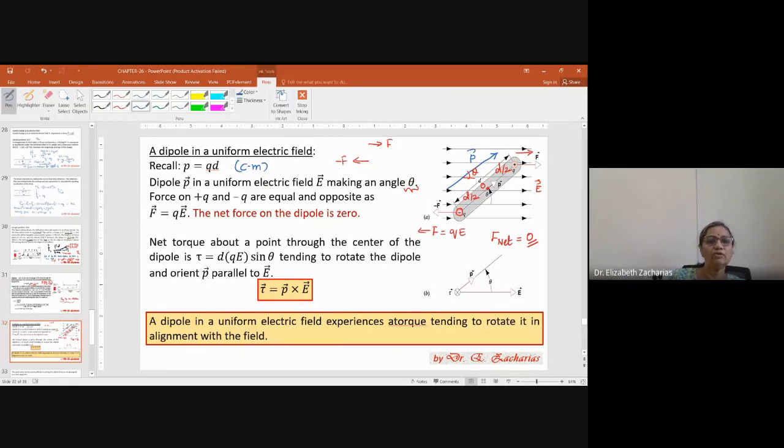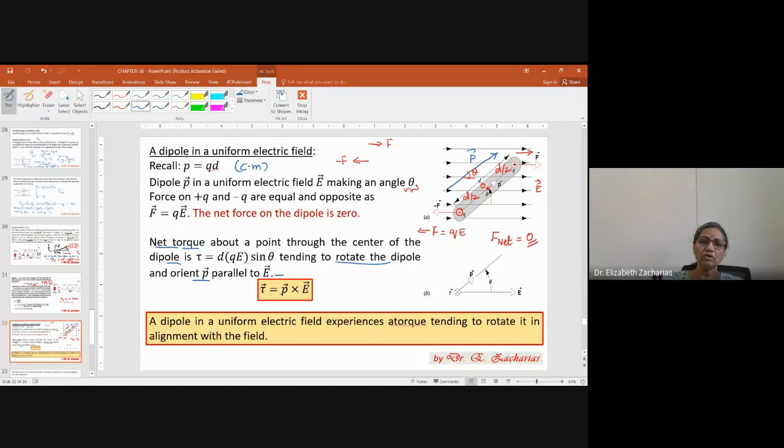Therefore, you can now conclude that the net force is 0, but there will be a net torque acting through the center of the dipole in such a way that it will orient the dipole parallel to the electric field. Initially, it was making an angle theta.